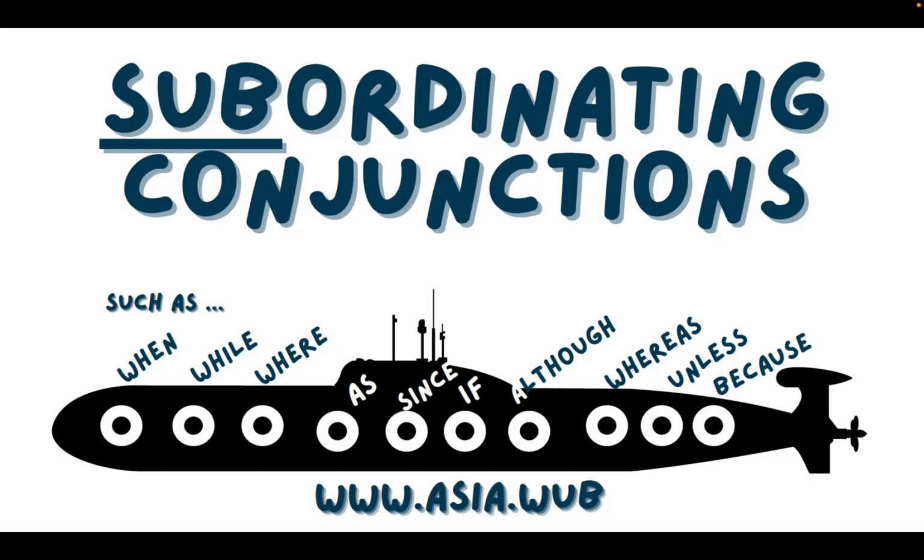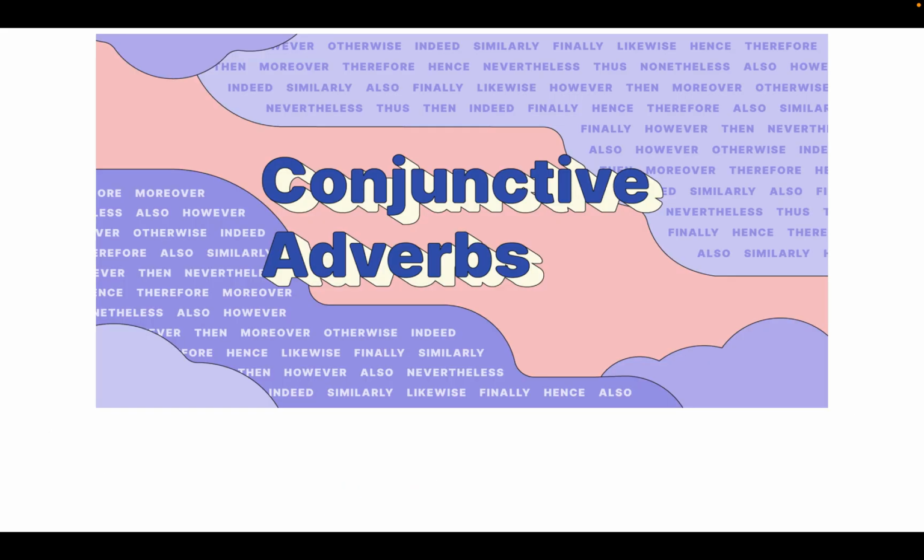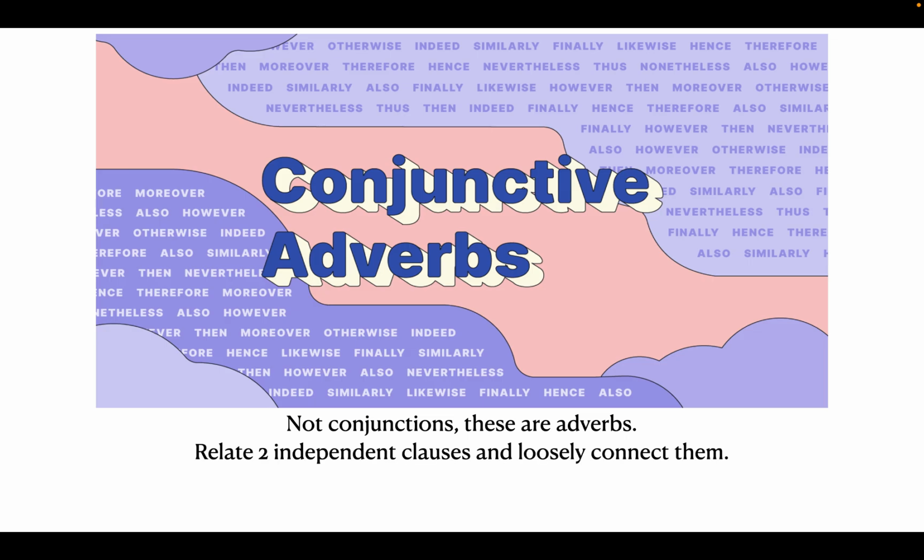And that's when, while, where, as, since, if, although, whereas, unless, because. Okay, we also have conjunctive adverbs. So just to be clear, these are actually adverbs and they're not conjunctions, but they do have the ability to relate two independent clauses and loosely connect them. Since they're adverbs, they will be diagrammed like adverbs, but we're going to go deep into adverbs next week. So because they aren't actual conjunctions, you need a semicolon or a period.